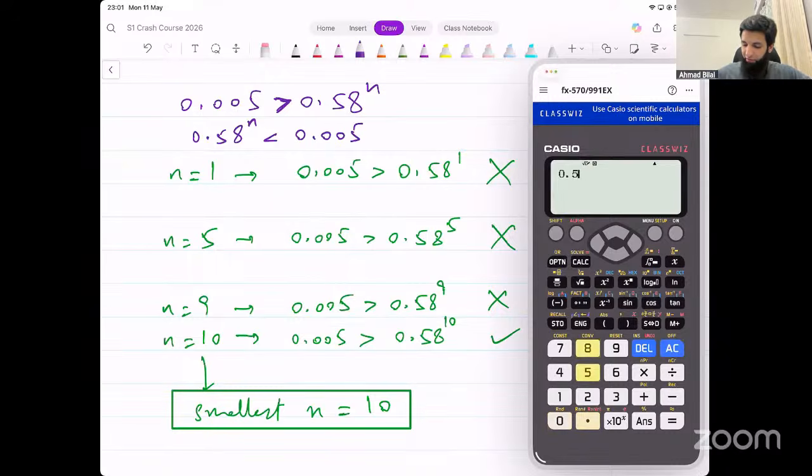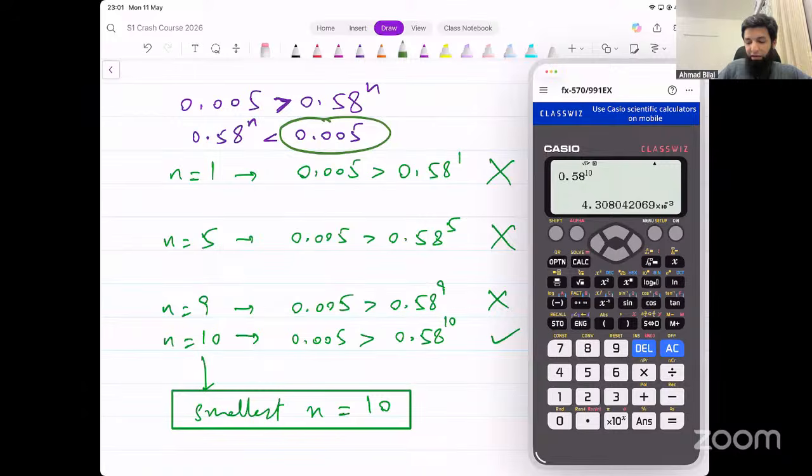So 0.58 raised to power 5, for instance. Now, is that less than this? It's not. Try another value, 10 in the power. What does that give you? Is that less than that? Yes, now this is less than that.